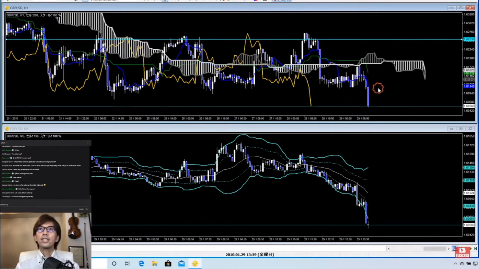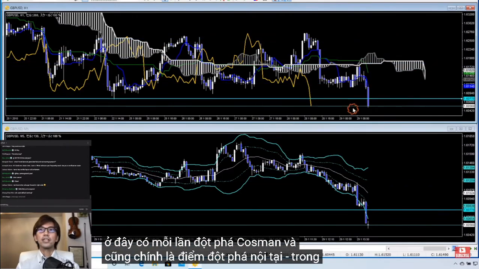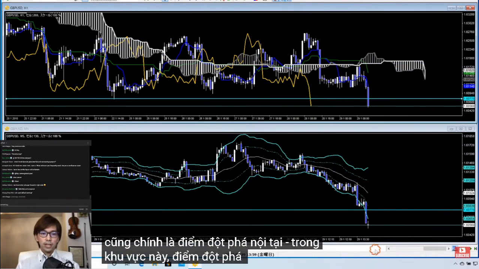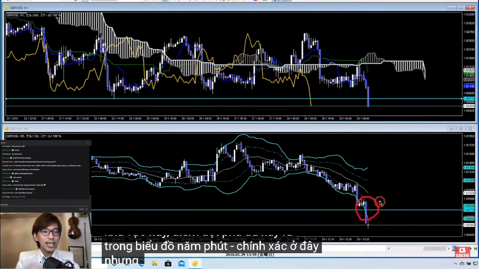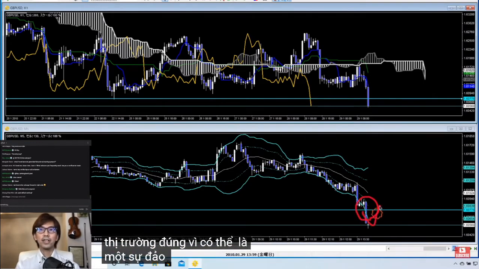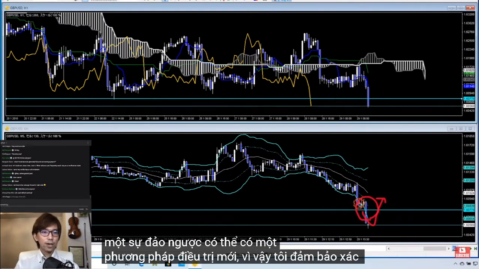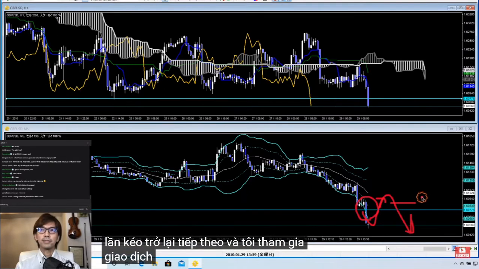So okay, here there is a breakdown. So this is very significant here. There is a Chikou span breakout and also the candlestick breakout itself in this area. So the breakout was happening in the 5-minute chart too, exactly here, but it doesn't mean that I jump into the market yet, because there might be a reversal. There might be a retracement. So I make sure to confirm the next pullback and I enter into the trade.